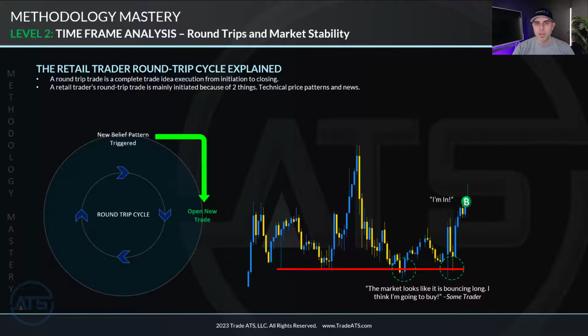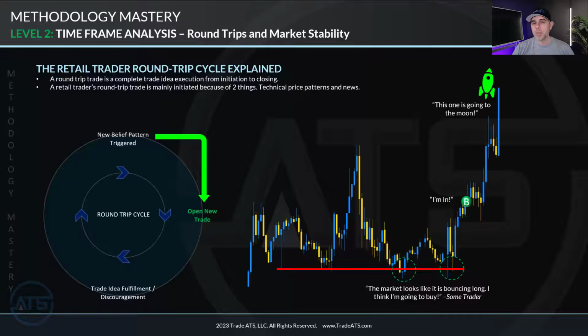Let's see what happens. The market takes off, really picks up steam. These traders are feeling pretty good. They're saying this one is going to the moon. You know what the problem with that is though? Is that they don't watch these lessons like you're watching, and they don't understand what happens to traders when they get in a pleasure state.